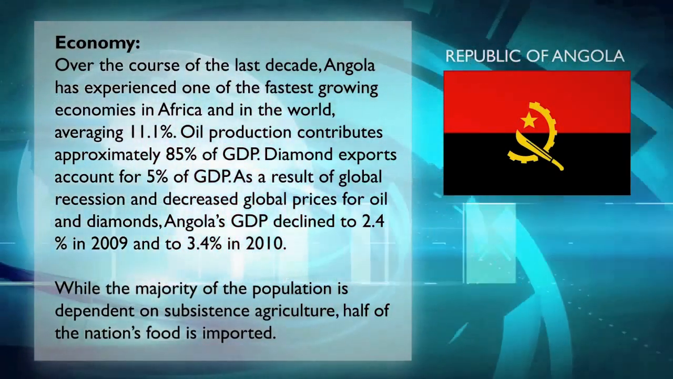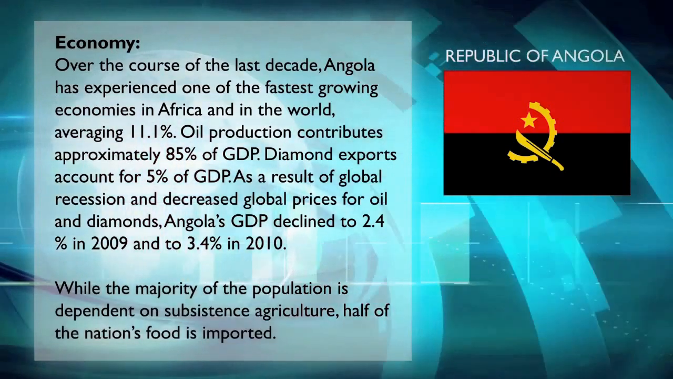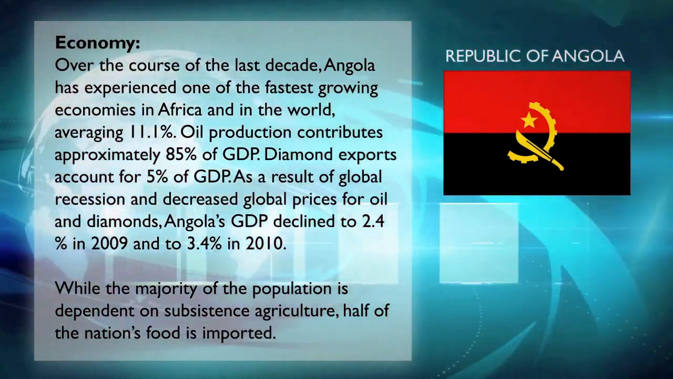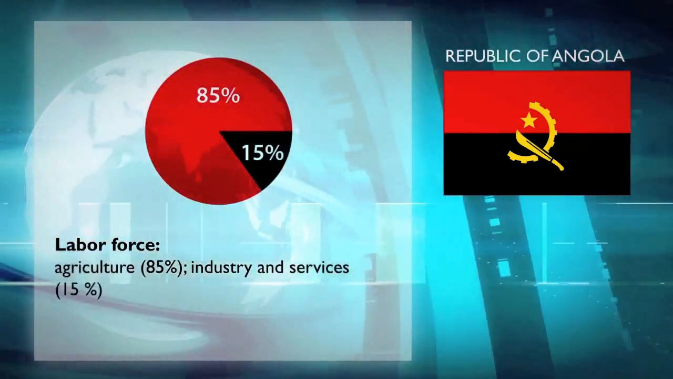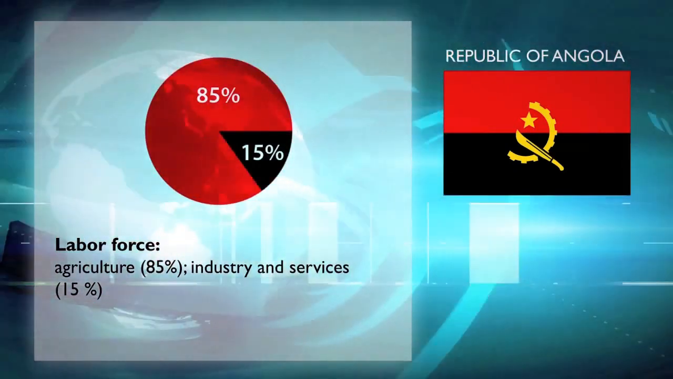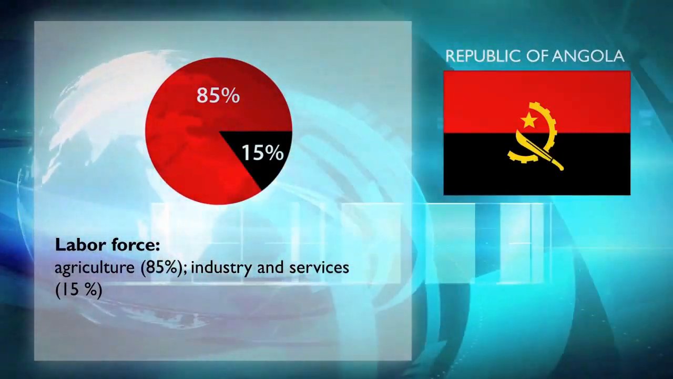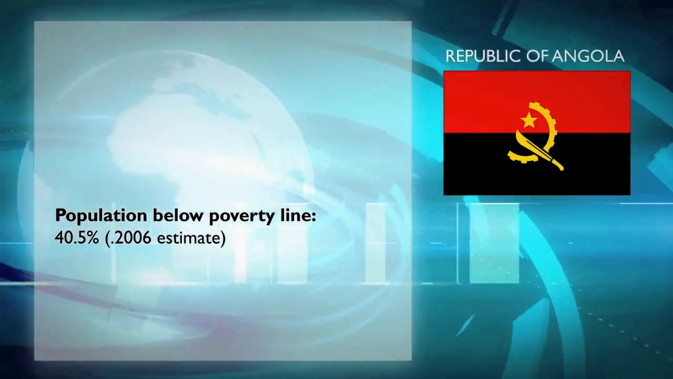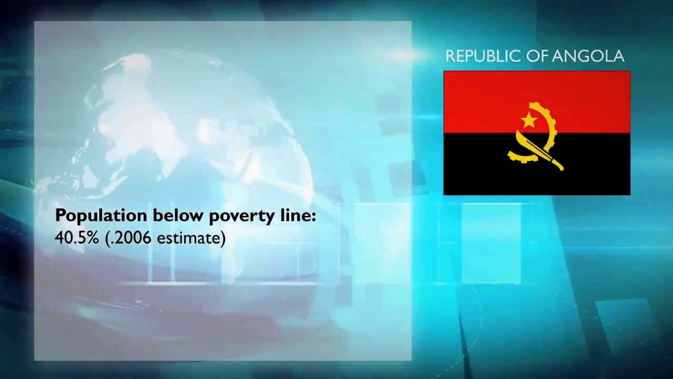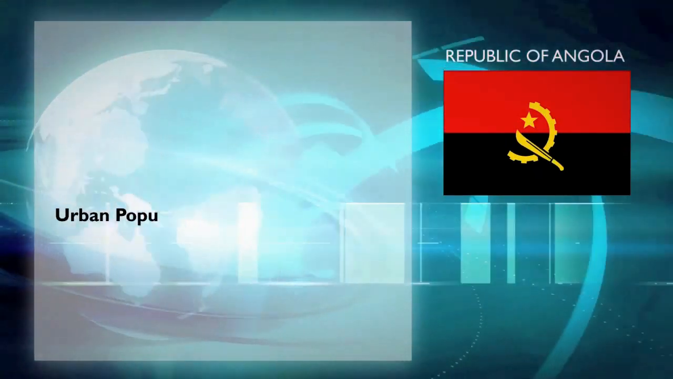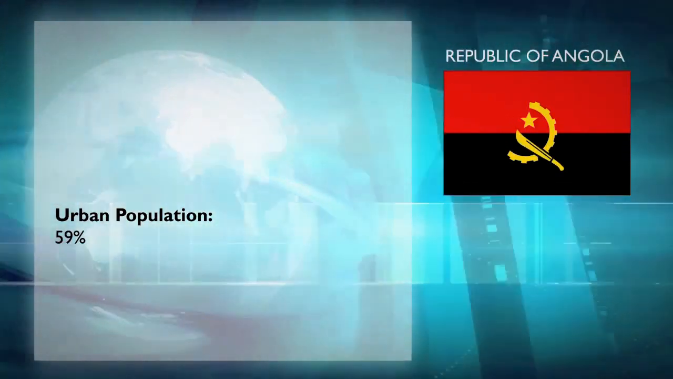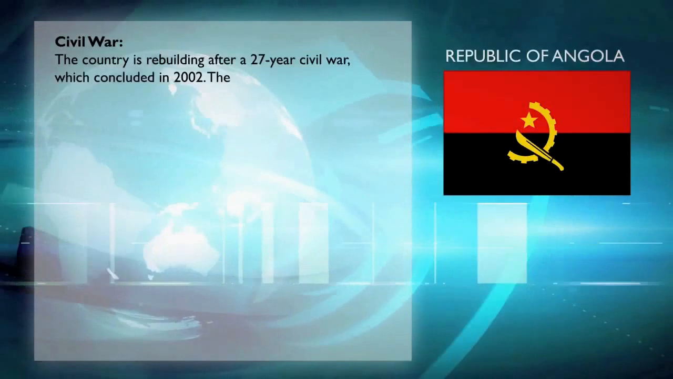While the majority of the population is dependent on subsistence agriculture, half of the nation's food is still imported. The labor force is mainly in agriculture, 85%, and then industry and services, 15%. 40% of the population is below the poverty line. Urban population amounts to 59% of inhabitants.